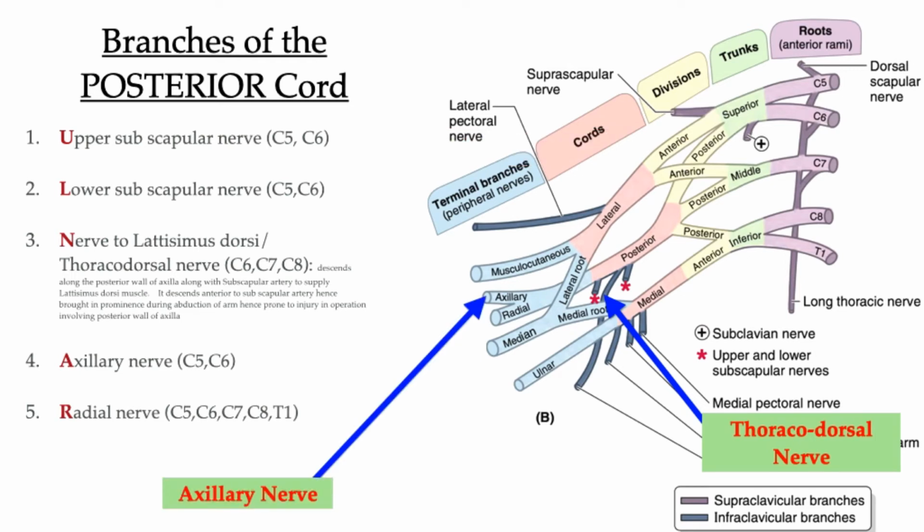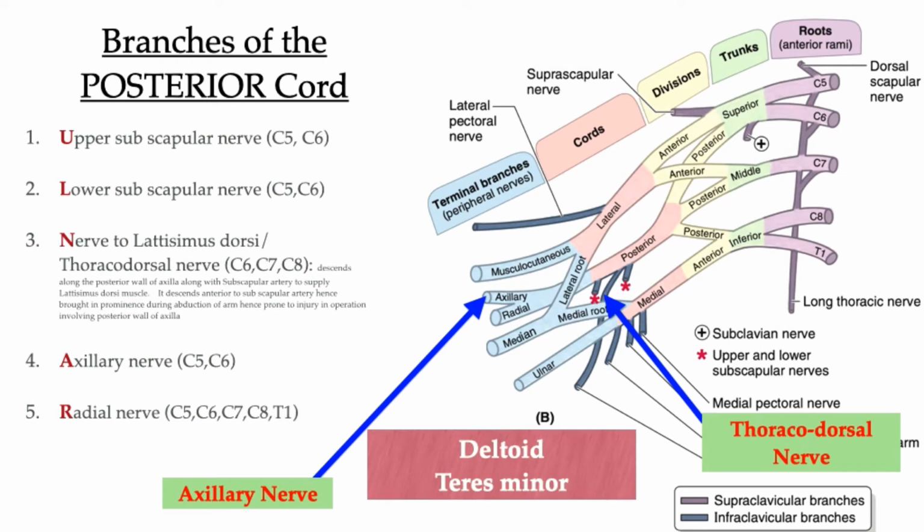This axillary nerve provides motor nerve supply to the deltoid and teres minor muscles. The axillary nerve winds round the posterior surface of the surgical neck of the humerus along with the posterior circumflex humeral artery, and hence this nerve is at risk of injury during intramuscular injections over the deltoid region. We will talk about the details shortly.